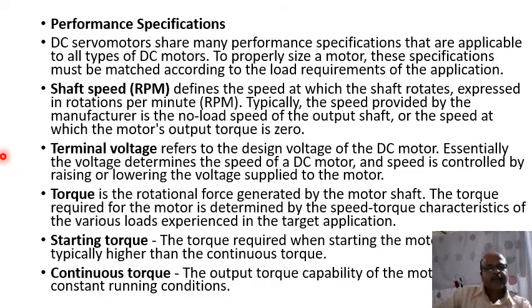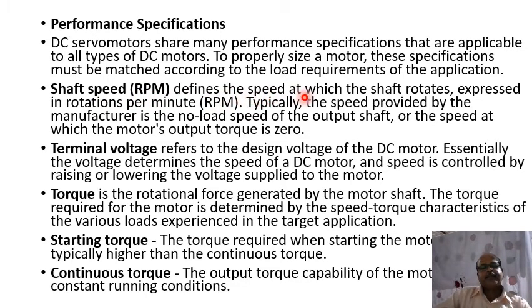Performance specification. DC servo motors share many performance specifications that are applicable to all types of DC motors. To properly size a motor, these specifications must be matched according to load requirements of the applications. So first performance specification is a shaft speed. So what is shaft speed, which is represented as a revolution per minute?